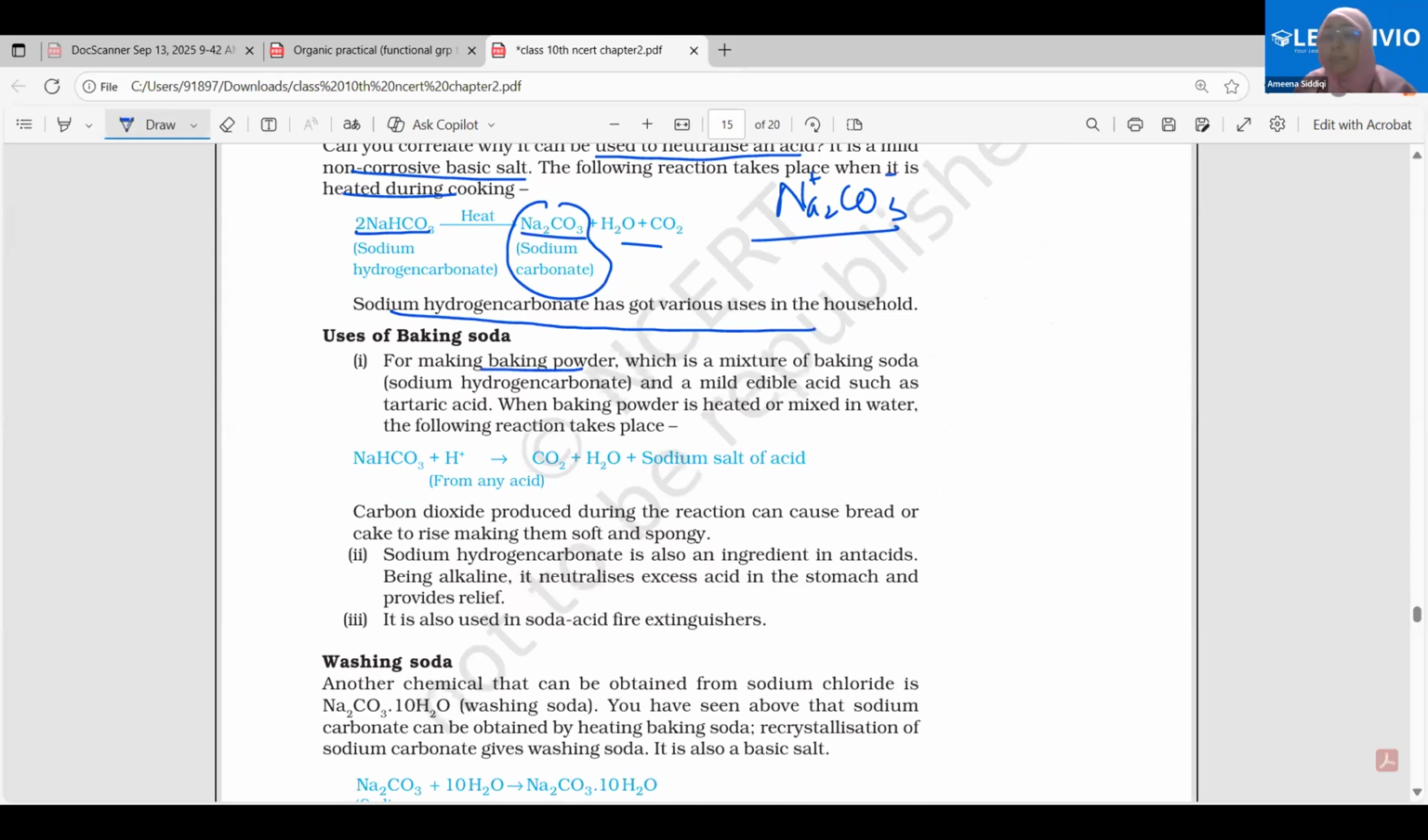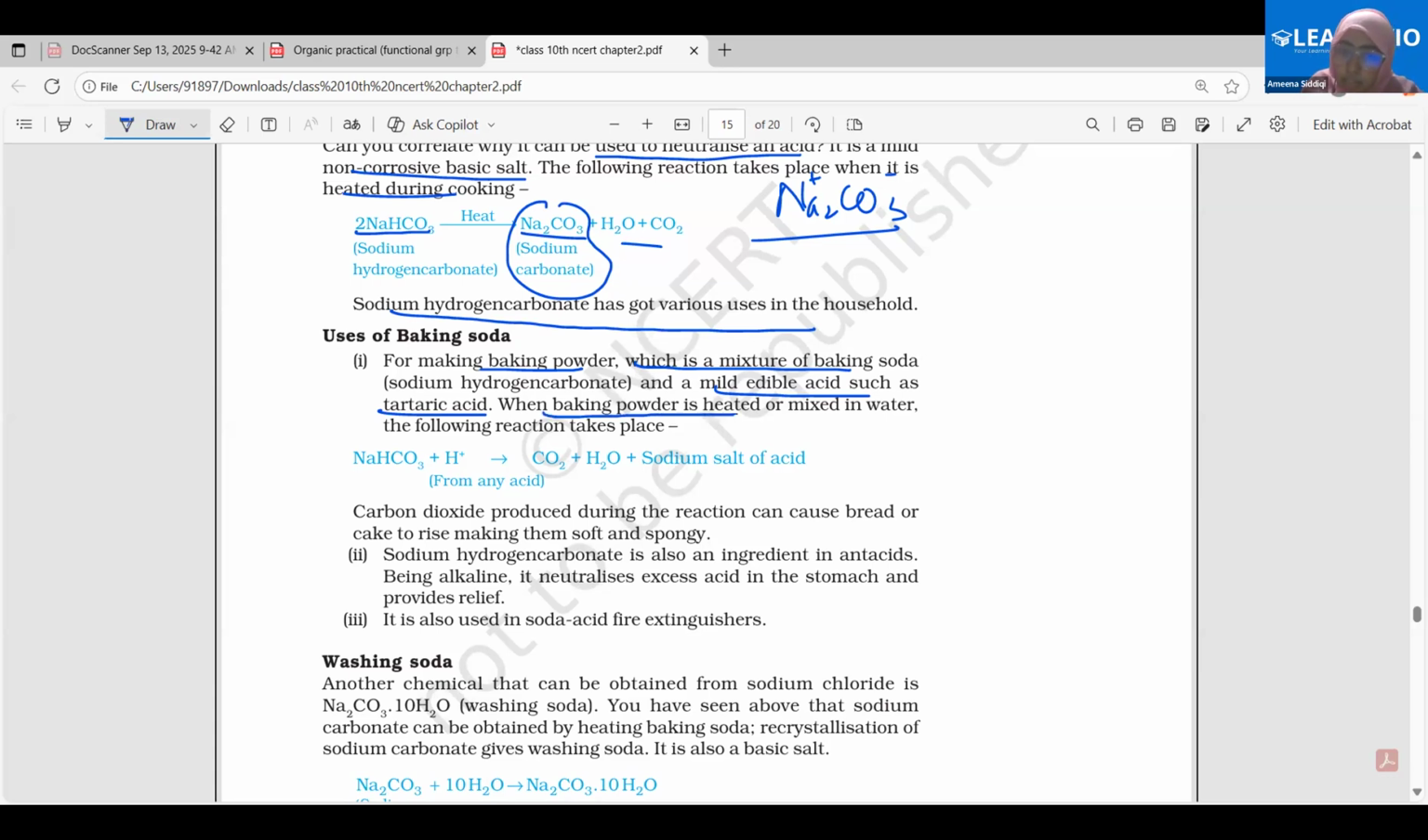Sodium hydrogen carbonate has various uses in the household itself. Baking powder and baking soda are different. What we use in the household kitchens is baking powder. Baking powder is actually made from baking soda, but the composition is different. Baking powder is a mixture of baking soda and a mild edible acid such as tartaric acid. Very important. Baking soda plus a mild edible acid will give you the baking powder. Write it down if you want.